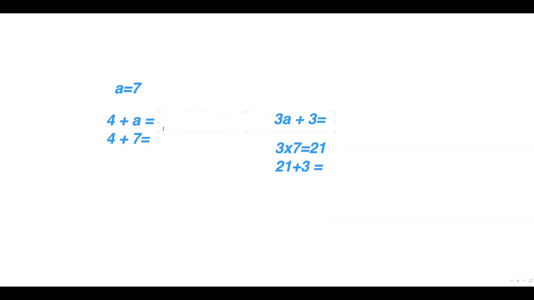So we have 4 plus 7, which is 11. So this is the basic. Now we have 3a plus 3. Remember, when the letter was on its own, we just added it with a single number, because the letter on its own stands for 1. So now we have 3a plus 3. So we do 3 times 7, which equals 21. 21 plus 3 equals 24.